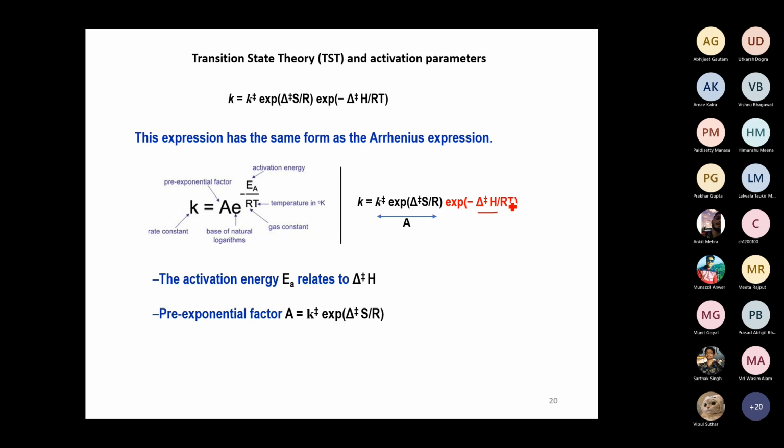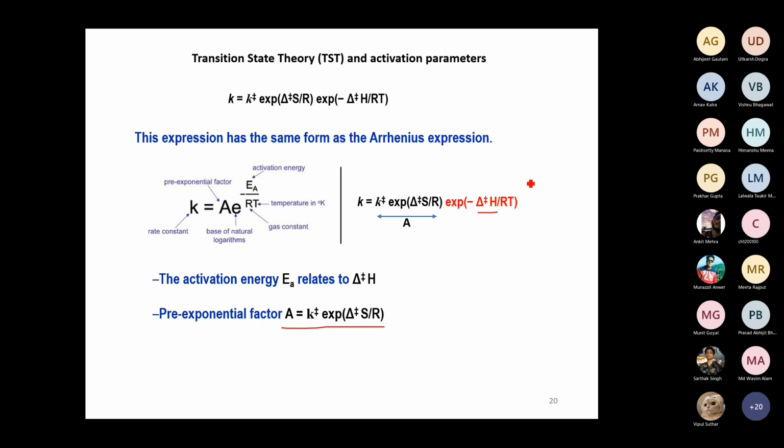Okay, is it clear? Yes, sir. I'm not giving any complicated equations. It is very simple. So whatever we deduced from the transition state theory is not at all different. It is another similar form of the Arrhenius equation that we have already learned from high school, right? All right.